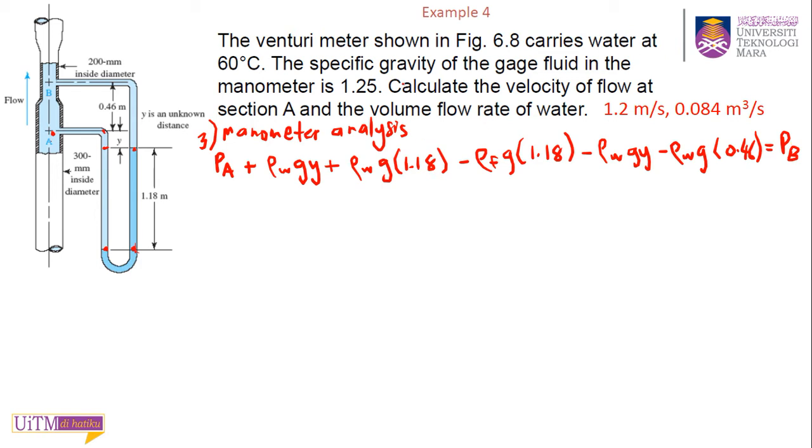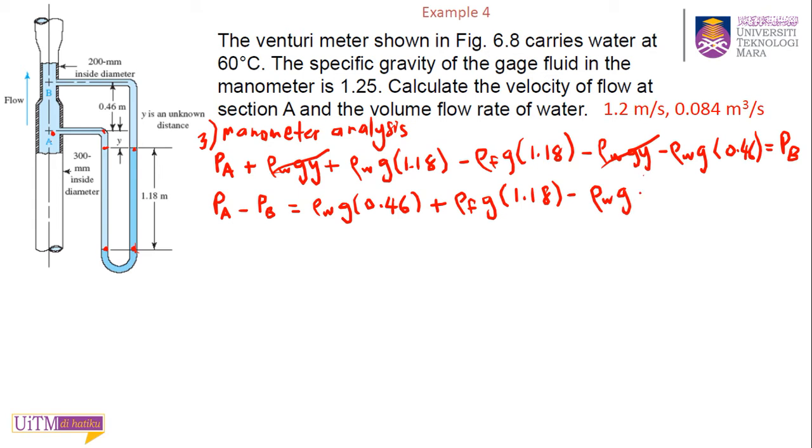Okay. So what you can cancel out, this one, rho water GY, rho water GY, and you bring PA and PB in one side, PA minus PB, so this will equal to, and bring all this term to the right hand side, so rho of water times G times 0.46, plus rho of the gauge fluid times G times 1.18 minus rho of water times G times 1.18, and this should give you the value for PA minus PB.